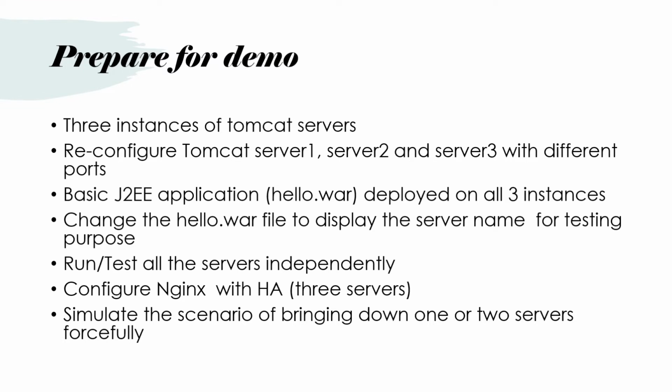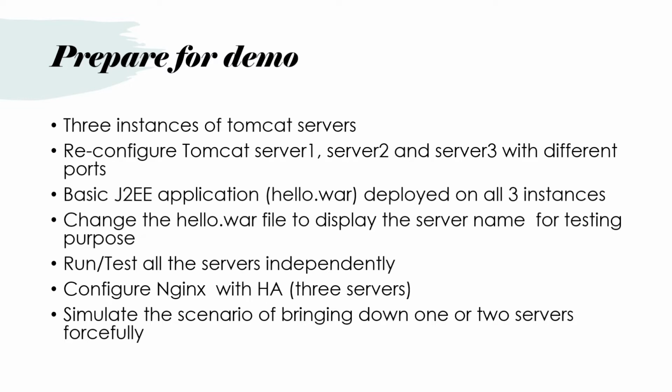After you deploy hello.war on all 3 servers, you need to make a few changes on that war file to display the server name for testing purposes. In a real world scenario, these are identical war files or identical applications. It's seamless. For example, you hit server 1 or server 2 or server 3, you should get the same response. But here, to demonstrate this scenario, we'll display the server name so that if a server goes down, you can see which server serves the traffic.